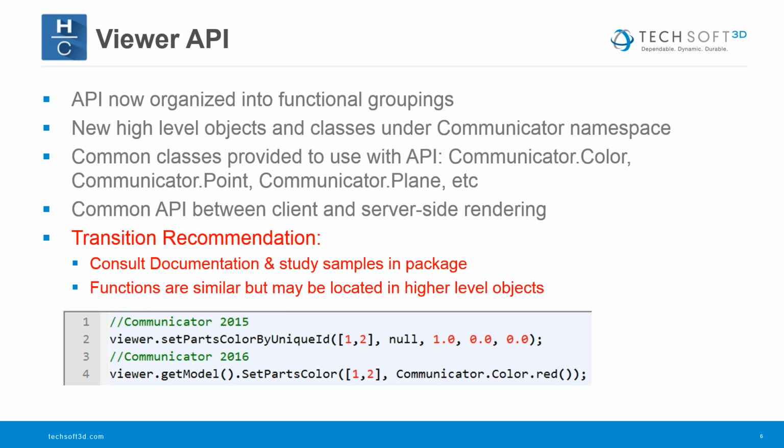But you might have to look at different objects. If something is related to a model operation, as in the example below, previously that was just a function on the main viewer object. Now it's organized as part of the model. So, for example, changing the part color is now a model operation.